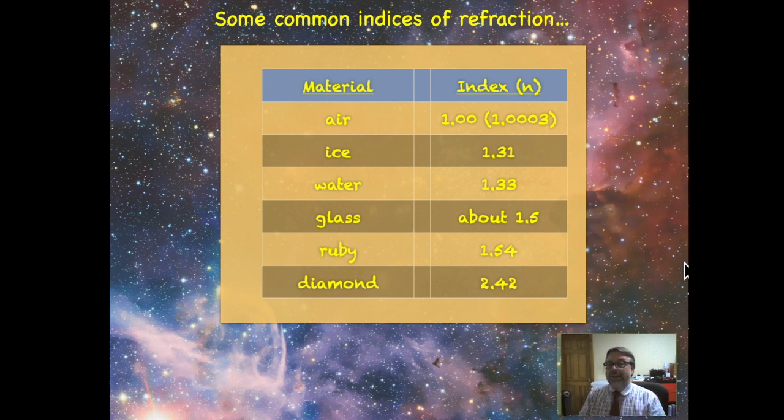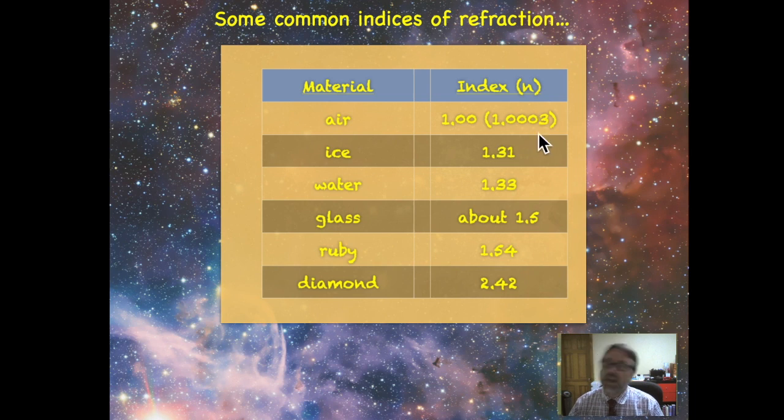Here are some common index of refractions for everyday materials. So first, let's talk about air. We call the index of refraction in air 1. That is, we say that there's no change to the speed of light from vacuum. That's a little bit of a fib. In reality, the index of refraction for air is 1.0003. But that means it has a very, very small slowing effect on the speed of light, because this number is just a tiny bit bigger than 1.